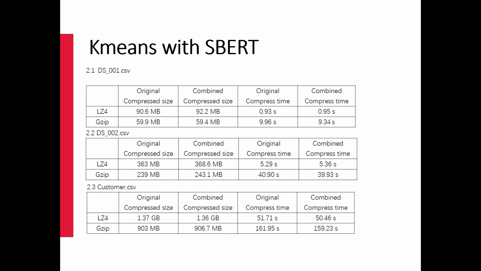These are the results of k-means with SBERT. The compressed sizes are almost the same as the original ones, but there are some tiny improvements in the compression time, which makes sense because the text embedding can lower the dimension of the matrix.